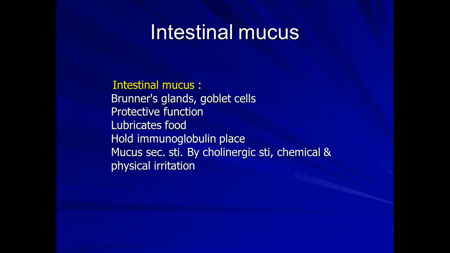As I mentioned, the intestinal mucosa contains Brunner's glands and goblet cells, which have a protective function, lubricate the food, and hold immunoglobulins. Mucus secretion is stimulated by cholinergic stimuli and by chemical and physical irritation. That means when there are food particles, certain toxins or certain drugs in the bowel, this may stimulate more secretion.